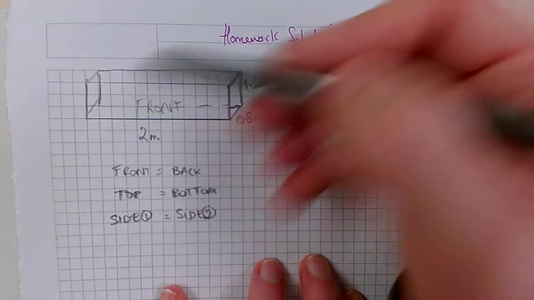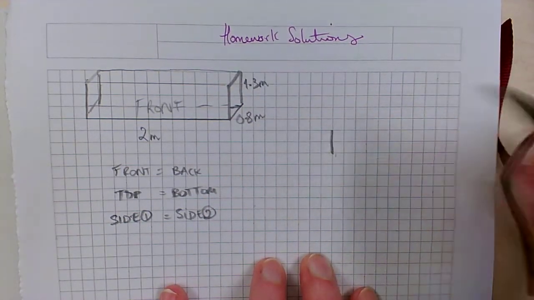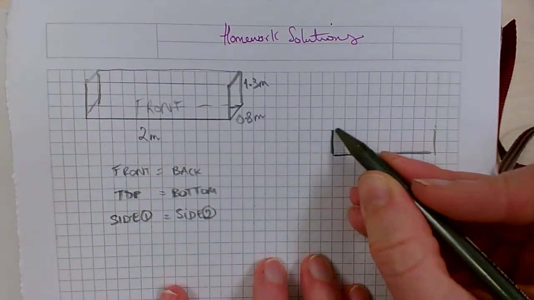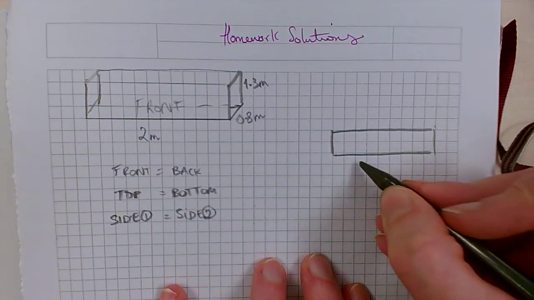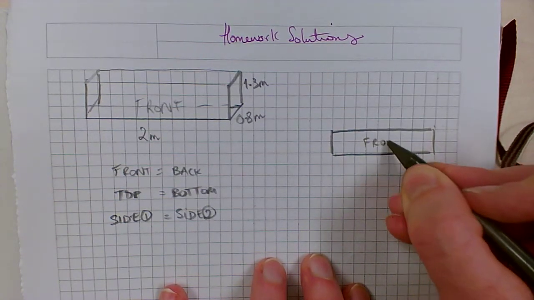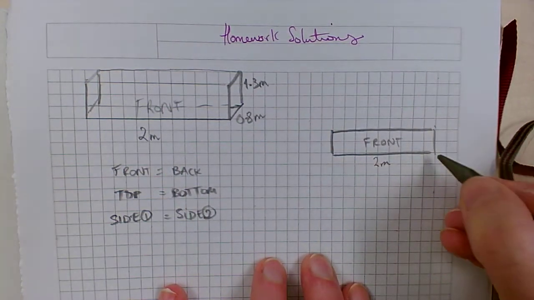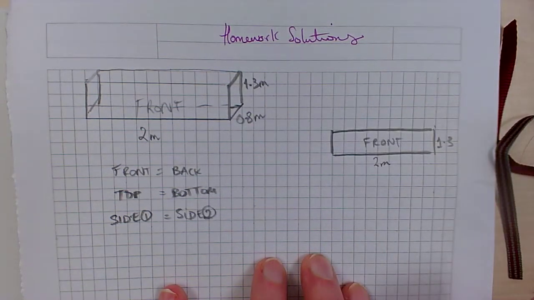Pick a face to start with. So I will usually start with the front and sketch out the rectangle that represents the front. And it doesn't have to be to scale. They don't have to be in proportion. You just have to label the different sides. So this is going to be the front. And I know that it's 2 meters along this way and that it's 1.3 meters up here because there's the height. There's the other side of that.